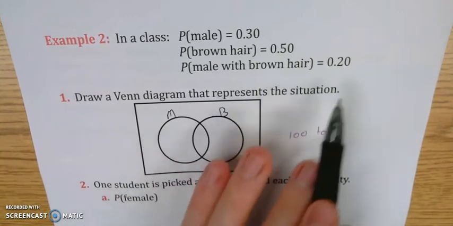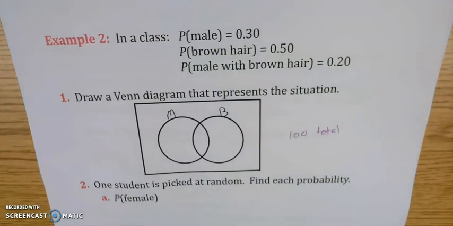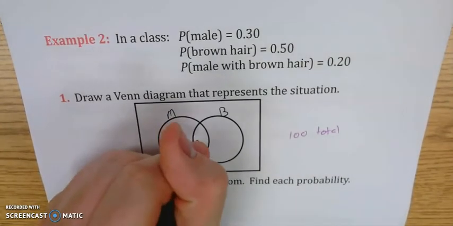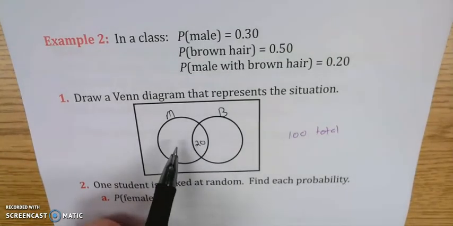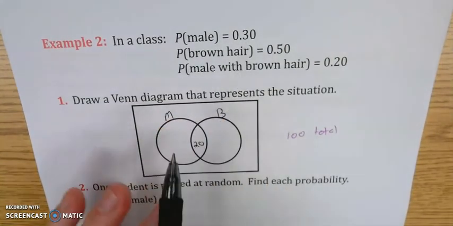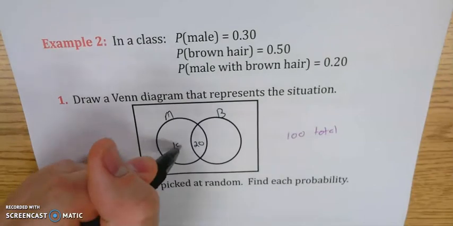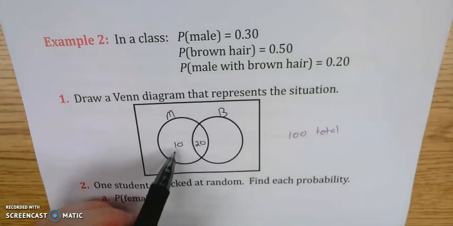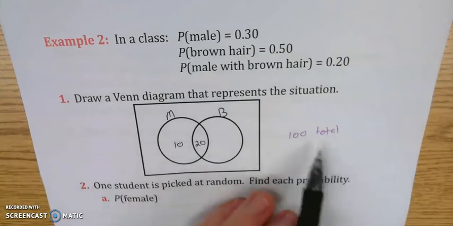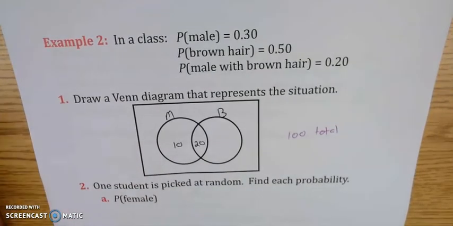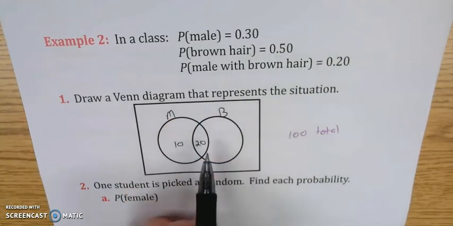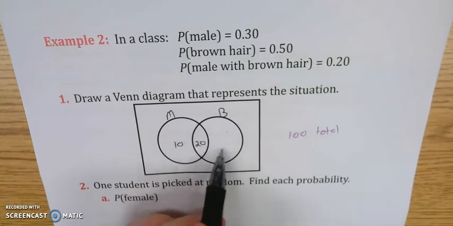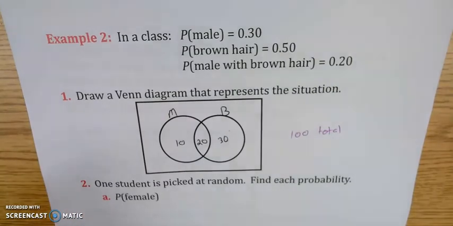Now, the overlap is typically where I want to start, and we have 20 people that are both male and have brown hair. Now, I know this male circle has to have 30 total. Well, there's 20 here, which means there would be 10 over here, right? 10% of the overall population. If I'm assuming there's 100 people, I'll just say 10 people there. Similarly, we have 50 people total in the brown hair circle. Here's 20. I need 50 total, so this would be 30 in here.